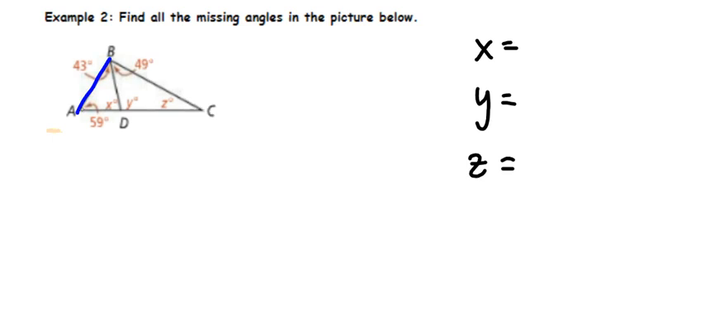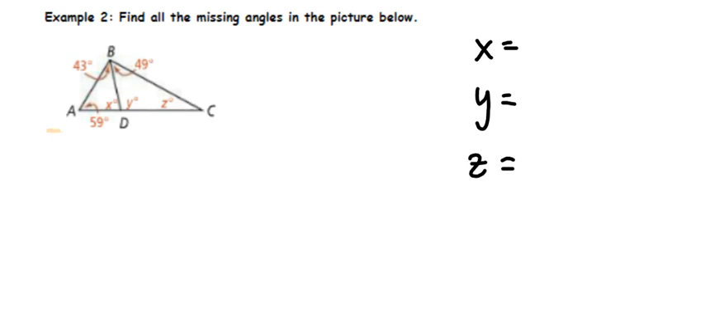You have this big one where the corners are A, B, and C. You also have this kind of smaller one on the left where the corners are A, B, and D. And then you have this medium-sized one over here on the right where the corners are B, C, and D. And remember, the angles in a triangle have to add up to 180. So I'm going to start with solving for x.